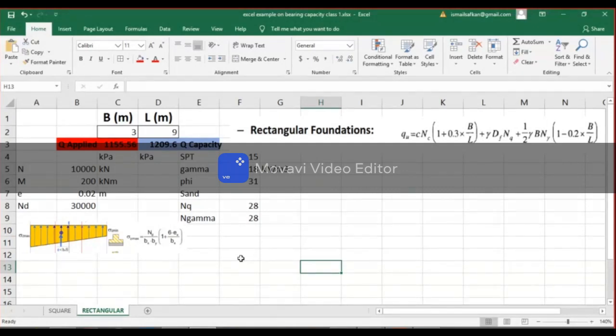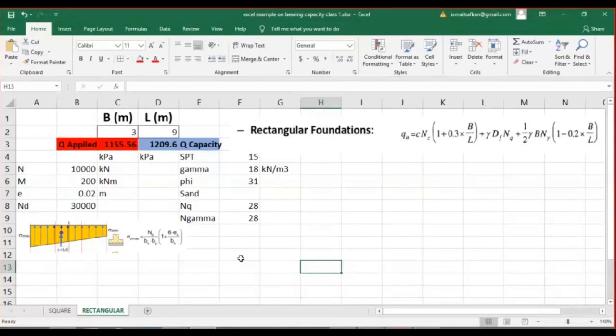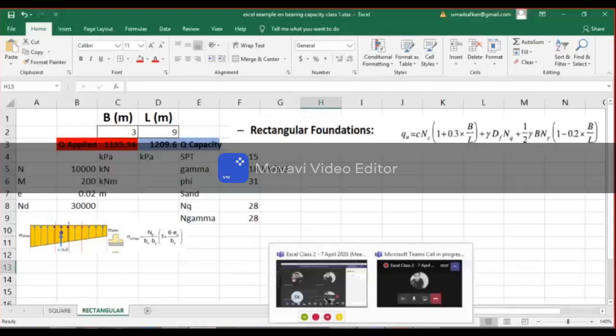This is the stress side. Remember, you have two conditions. One of them is the stress, the other is settlement. You should also calculate the settlement for this example. Any other questions so far?